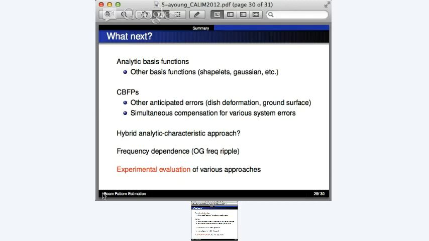And then, importantly, what hasn't been done here yet is this frequency dependence, and we've seen a lot of that today. Also, there are some interesting results for the offset Gregorian system where you have certain deterministic frequency levels, so it would also be interesting to see how I can incorporate that. And then finally, experimental evaluation of these approaches, to see how well these models actually perform in an actual science case where you do full calibration imaging. And yeah, that's it. Thanks.